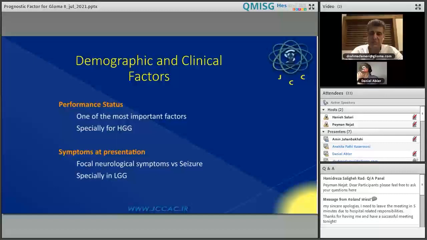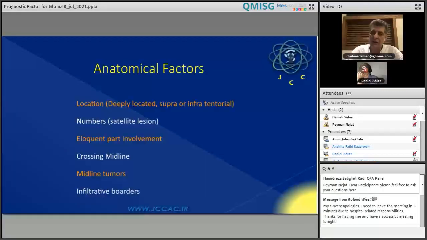If the patient has focal neurological symptoms, we are worried about the symptoms and try to relieve them. But when the patient just has seizures and no focal symptoms, and the seizures can be controlled with medication, the patient would be stable for several years.